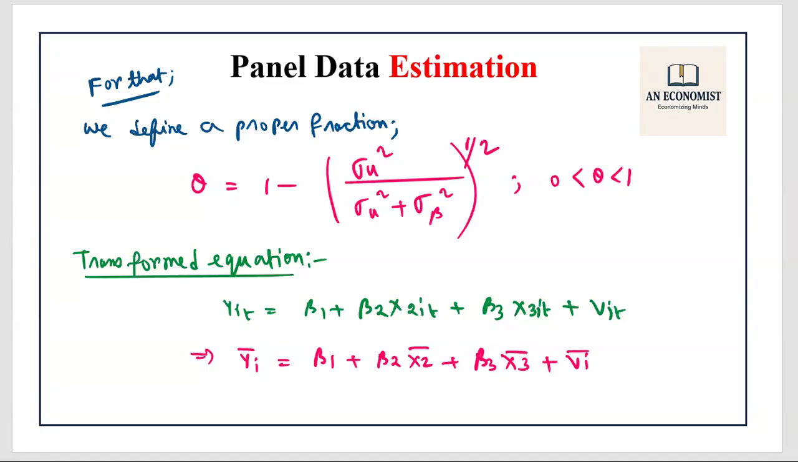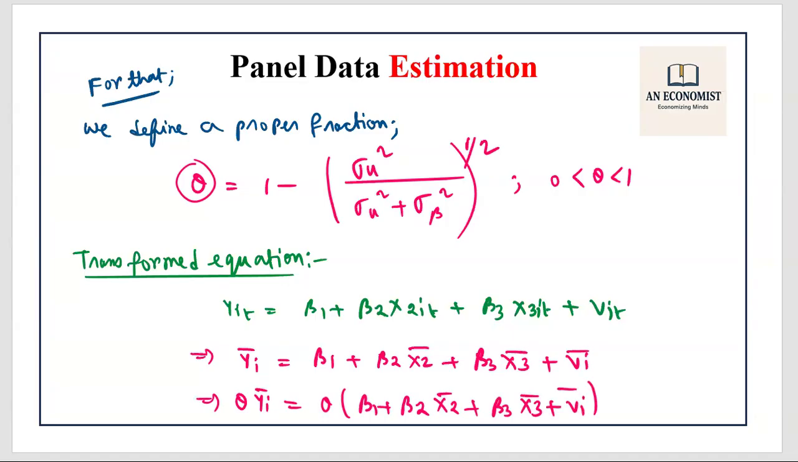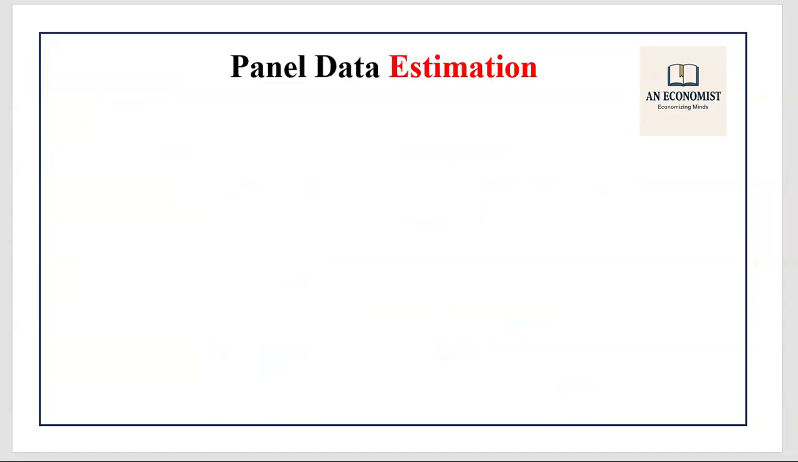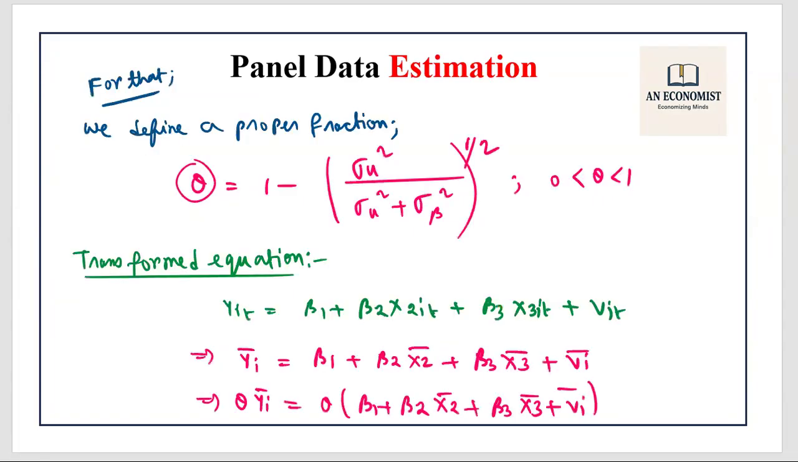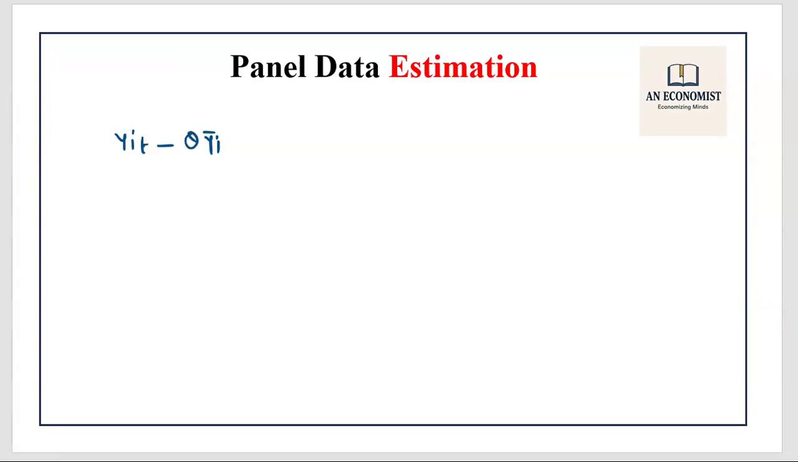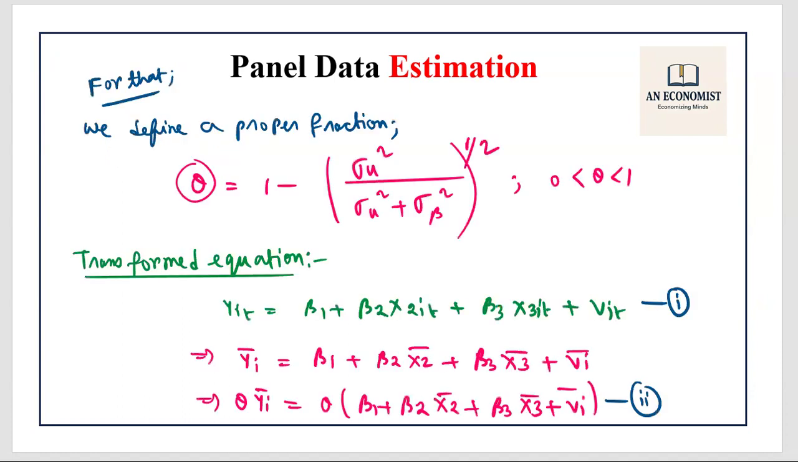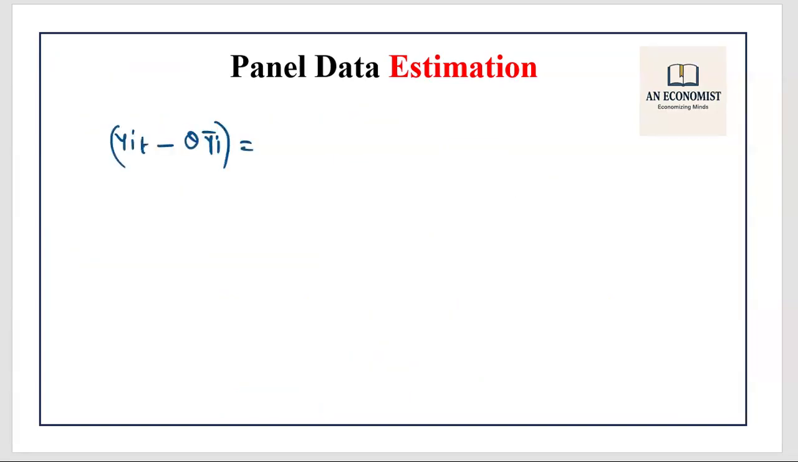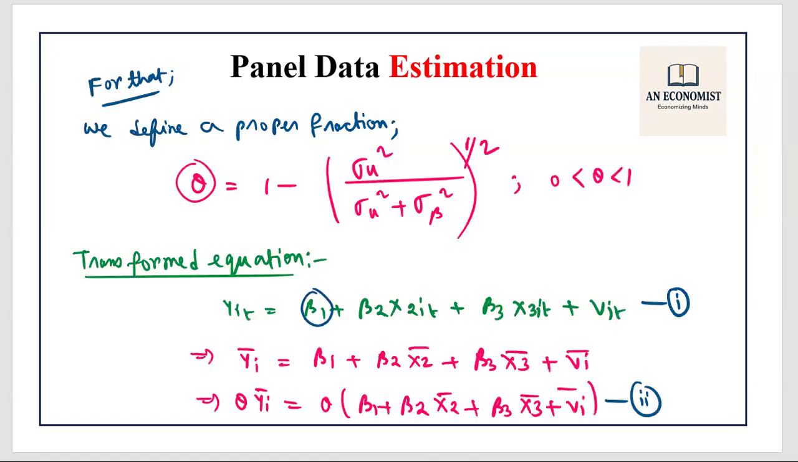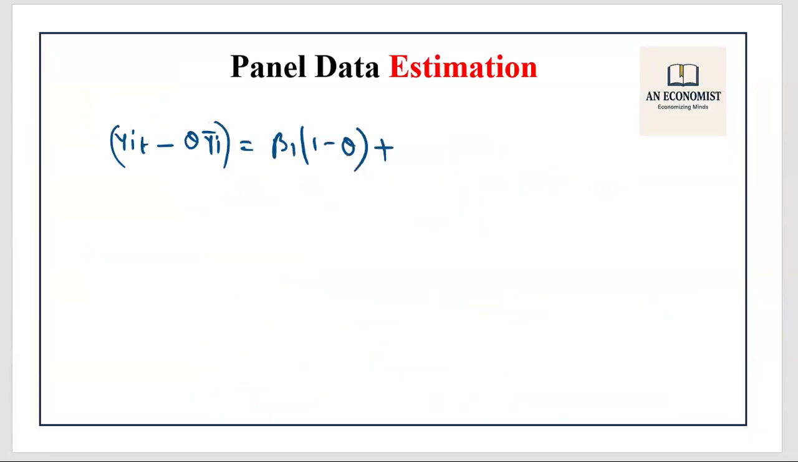And then multiply by this theta on both sides. So theta y_i bar equals theta into the entire thing, beta 1 plus beta 2 x2 bar plus beta 3 x3 bar plus v_i bar. Now, if you have a model like this, then we will subtract. This is number 1 and this is number 2. Then we are subtracting, so y_it minus theta y_i bar. This will be the left hand side. And on the right hand side, what we will get? So beta 1 we will take out. If you take out beta 1, it will be 1 minus theta, right? See, here you have beta 1, here you have theta beta 1. So beta 1 minus theta beta 1 can be written as this.